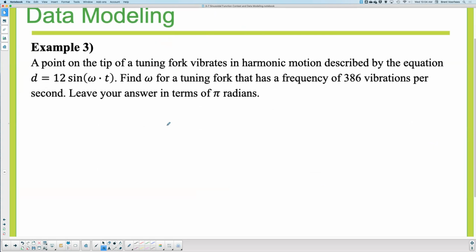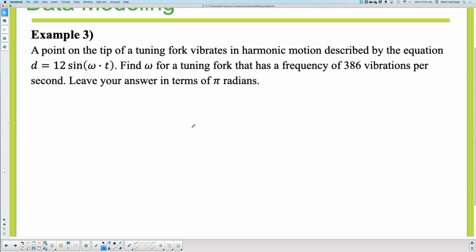A point on the tip of a tuning fork vibrates in harmonic motion, described by the equation here. Find W for a tuning fork that has a frequency of 386 vibrations per second. Okay, here we go. How about this? 386 vibrations. And because I know the formula, I'm going to do it per, meaning divide, per 1 second. You're like, why did I write it out this way? I'm about to show you. They said that is the frequency.